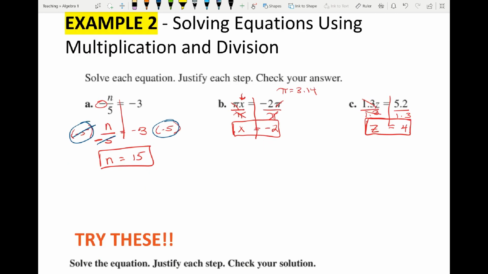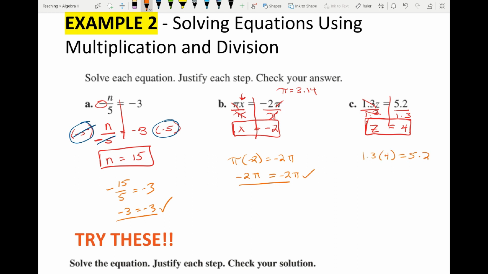And let's make sure that we can check these equations to make sure our solutions are correct. So we have negative 15 over 5. Does that equal negative 3? If you do that in your calculator, it does. The next one, we have pi times negative 2. Does that equal negative 2 pi? Yes, it does. It's just the same thing, just written in reverse order. And the last one, 1.3 times 4. If you do that in your calculator, it does indeed equal 5.2.